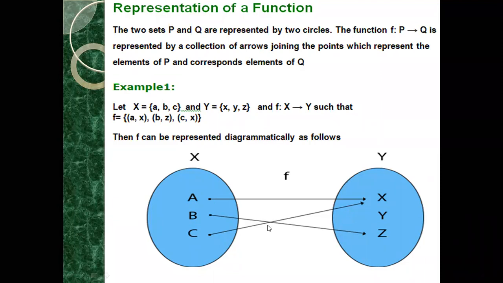So here X is the domain and Y is the codomain. In this diagram, what is the range? So x, z is the range of the given function. Okay. So here the domain has elements a, b, c and the codomain has elements x, y, z, and the range of the function is x, z.